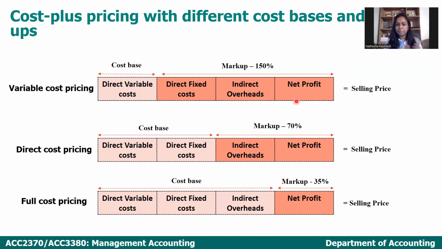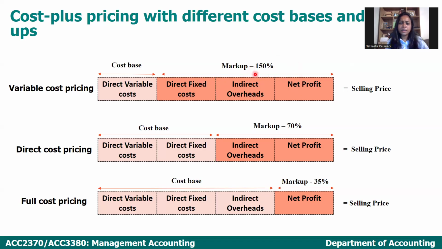Before deciding the prices, before adding a markup, you need to have a profit as well. So net profit, right? Net profit is also there. So you only know the direct variable cost, that cost you know, but you don't know these three things: direct fixed, indirect overhead, and net profit. You need to cover all these elements when setting the price, right?